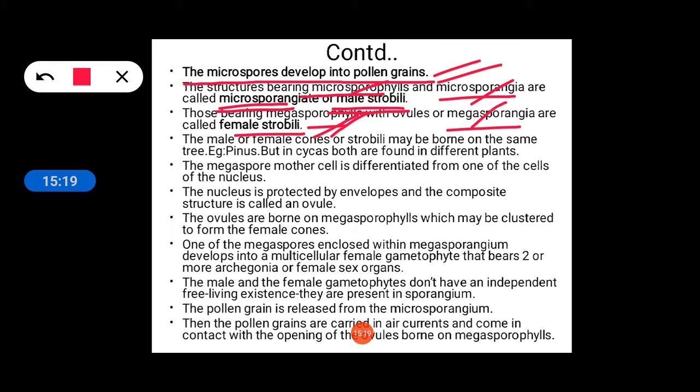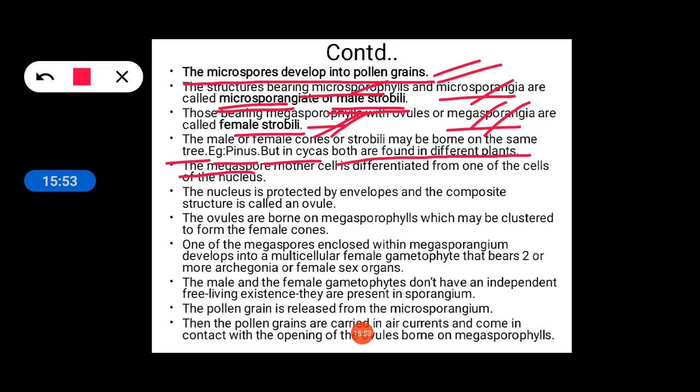The male or female cones or strobili may be borne on the same tree. Example, Pinus. In Pinus, the male and female cones may be borne on the same tree. But in the Cycas plant, both are found in different plants. That means there is a male Cycas plant and a female Cycas plant.